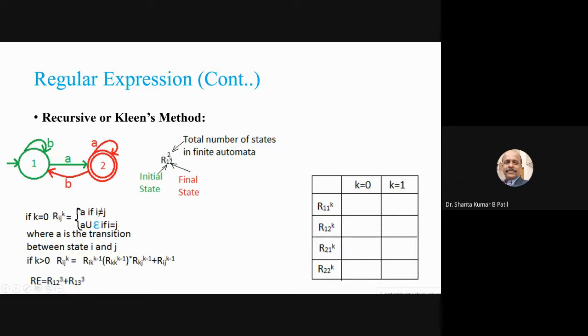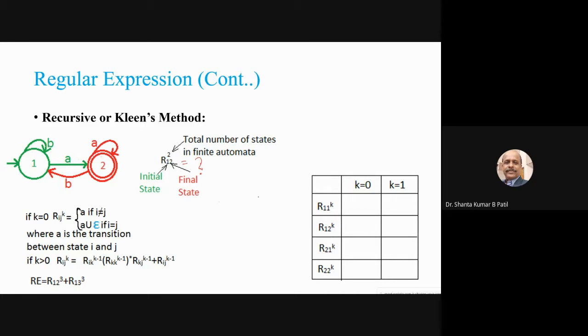Power will be 3. So this is the regular expression, and we need to find out the value of this regular expression. In order to find the value of this regular expression, we require all the possible regular expressions of this given finite automata.